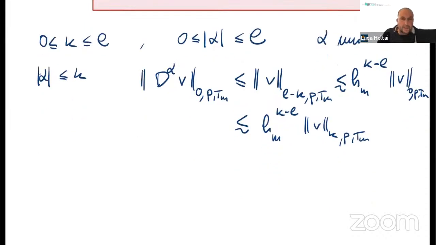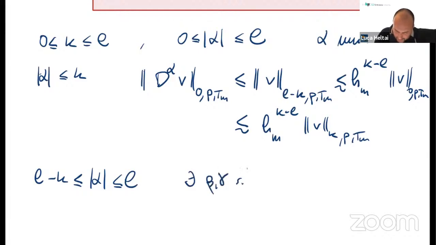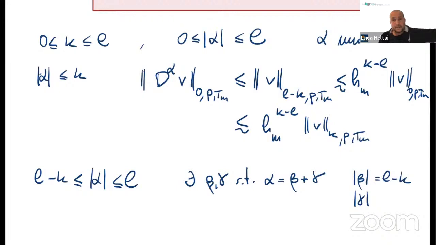And if this is not the case instead, so for example, if you have that L minus K is smaller or equal than alpha, smaller or equal than L. So in other words, you can no longer say that alpha is smaller than K in this particular case. Then if you write it in this way, you can always say that there exist beta and gamma such that alpha is equal to beta plus gamma, and such that the norm of one of the two is equal to the lowest part, so it's equal to L minus K, and such that the other one is smaller than K. Okay, so if you have this, smaller or equal than K.